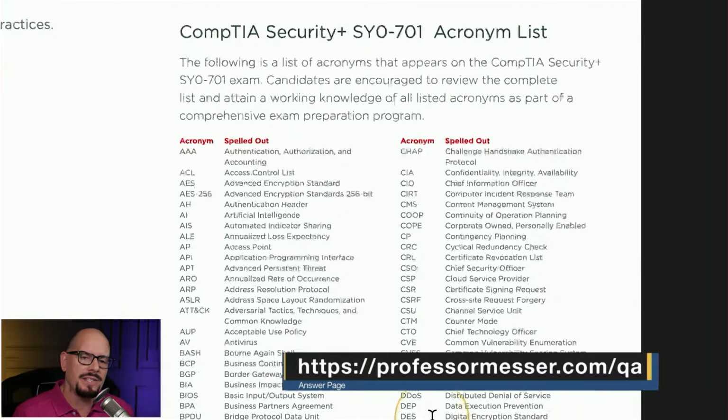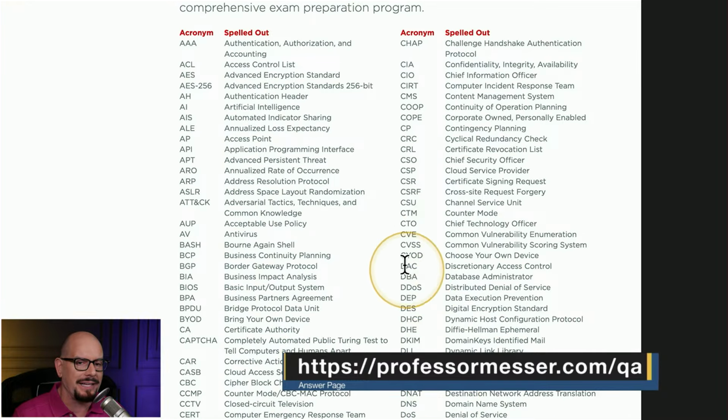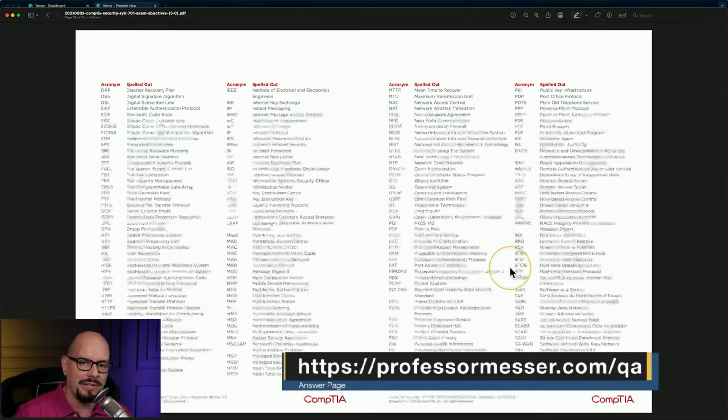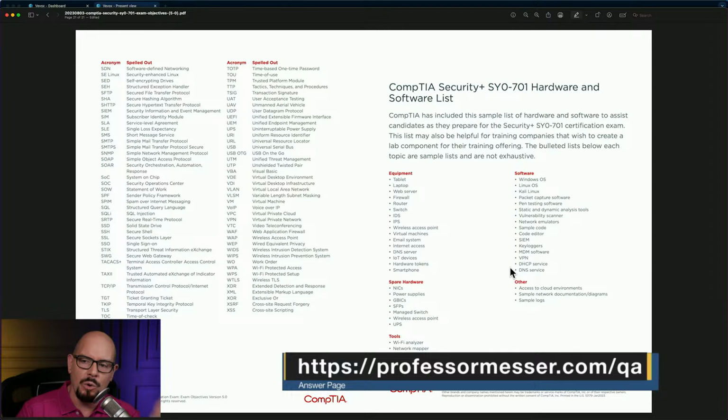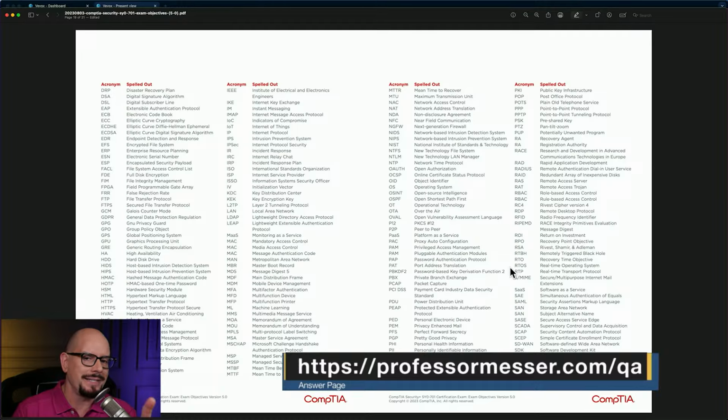So one of the things that you'll notice is that there's a big list, and they are all listed out here. Here's 1 page, 2 pages, 3 pages, practically 4 pages of acronyms for Security Plus. There's a great deal of them here.